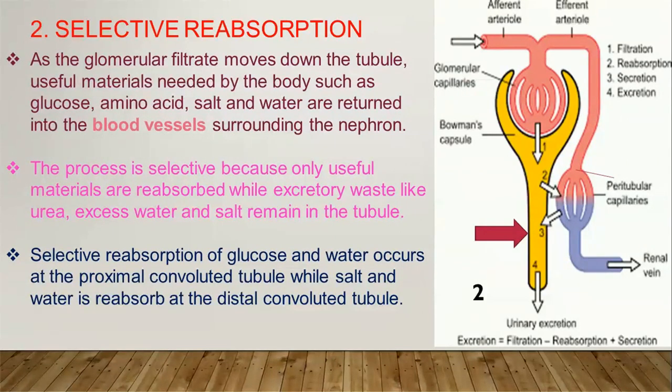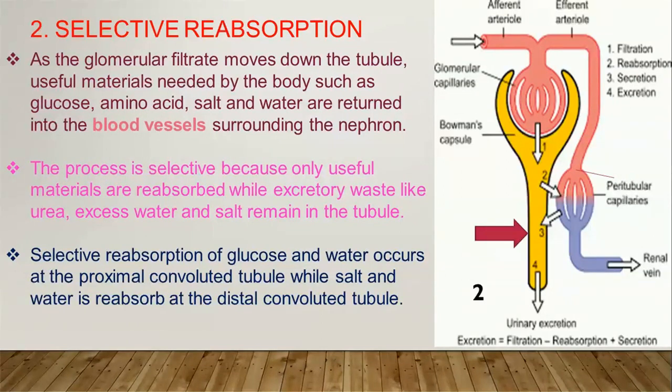Now the process is selective because only useful materials are reabsorbed back, while excreting waste product, that should be number 4 here from the image, excess water and salt, they remain in the tube and continue in the journey of urine formation. Now, selective reabsorption of glucose and water occurs at the proximal convoluted tubule, while salt and water is reabsorbed at the distal convoluted tubule. So take your time, study this.